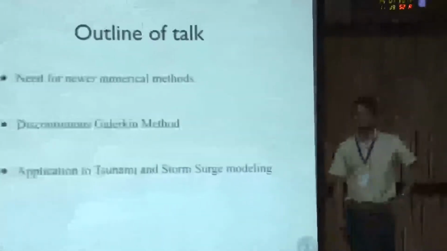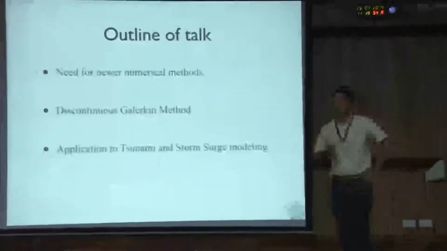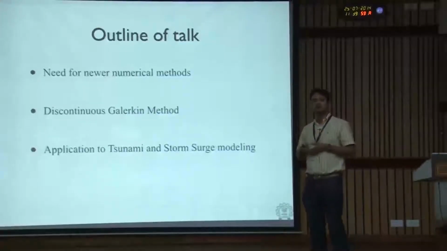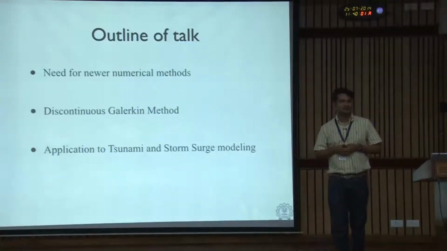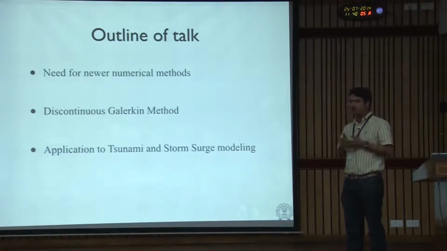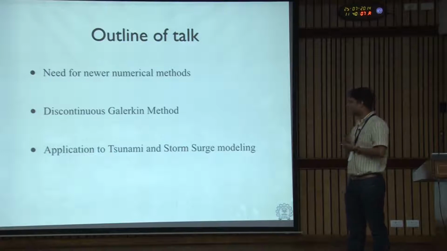So the brief outline of my talk would be, what is the need for newer numerical methods? Why are we trying to not essentially recreate the wheel, but why are we trying to migrate to these newer kinds of methods? Is there really a need for it? Because we have had things going on for many, many years, and things seem to be working out quite well.